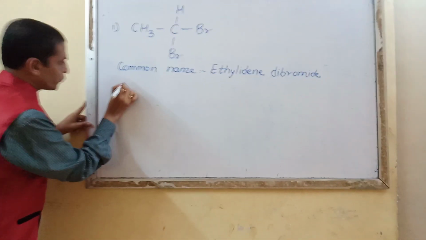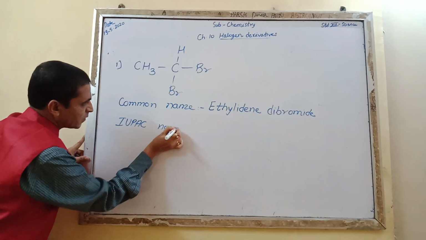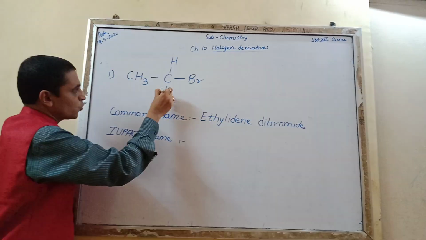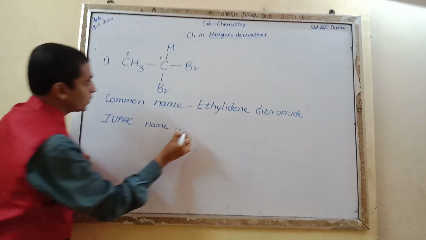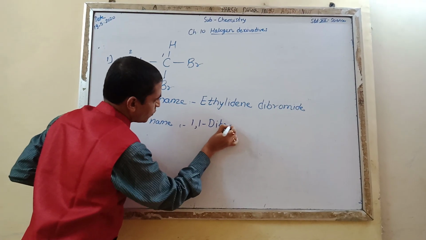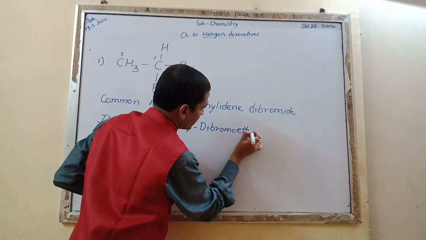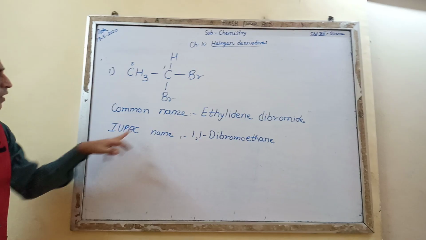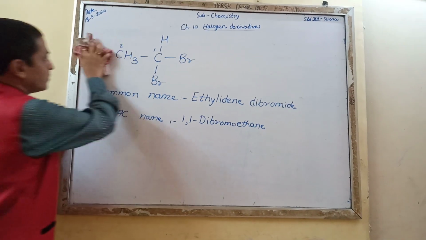Similarly, you have to write down here the IUPAC name of this compound. First, this carbon atom is nearest to the functional group, that is the halogen atom. So put number 1 to this and 2 to the next. So here you get 1,1, di because two bromine atoms, so dibromo, and the alkane is ethane. So its common name is ethylidene dibromide and the IUPAC name is 1,1-dibromoethane. We can proceed for the next example.